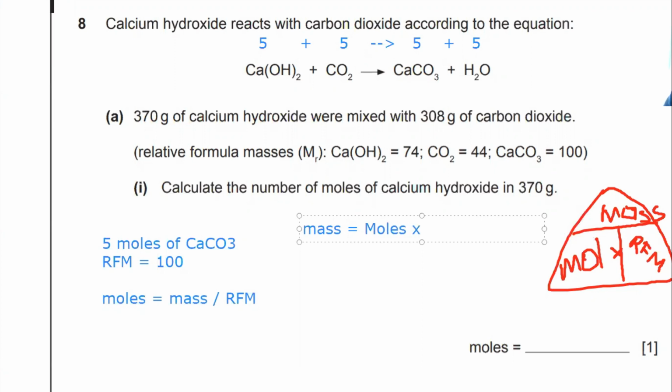Now we know the number of moles because we've used our ratios. The recipe is 1:1:1:1, which means with 5 moles of calcium hydroxide, we can produce 5 moles of calcium carbonate. And the RFM is given to us, 100. So the mass is going to be equal to 5 moles of calcium carbonate multiplied by 100 grams per mole. So the RFM is 100. Put that into your calculator, and you'll see that we can make 500 grams of calcium carbonate using 308 grams of carbon dioxide and 370 grams of calcium hydroxide, although not all of the carbon dioxide will react, as we discovered earlier.